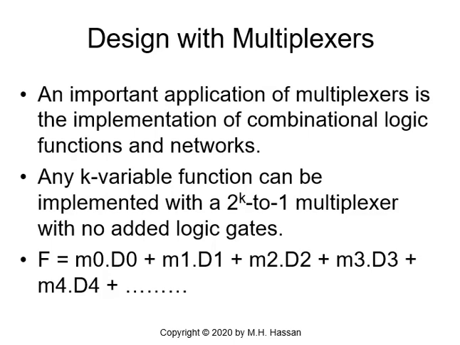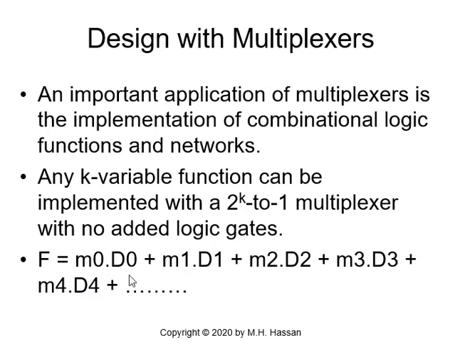As you remember, the function of a multiplexer is defined by M0 D0, M1 D1, M2 D2, and so forth. M0 is the minterm of the select lines. So if we have 2 select lines, M0 will be S1 prime S0 prime, M1 will be S1 prime S0, and so on and so forth. So this is the general equation of a multiplexer for any function f.